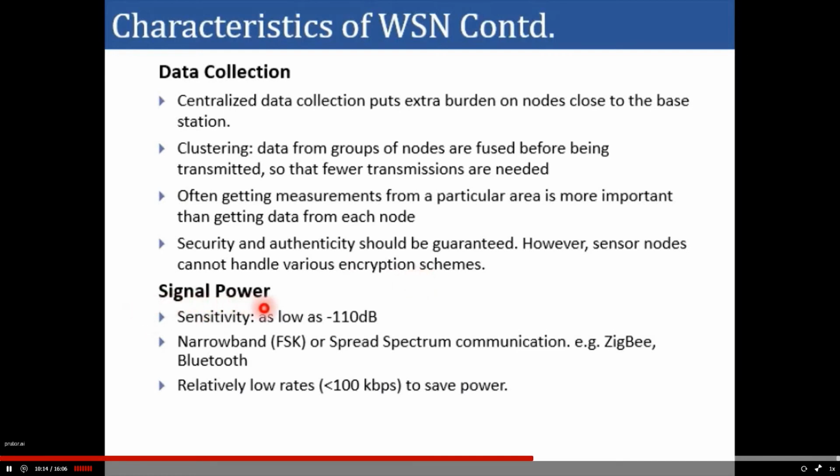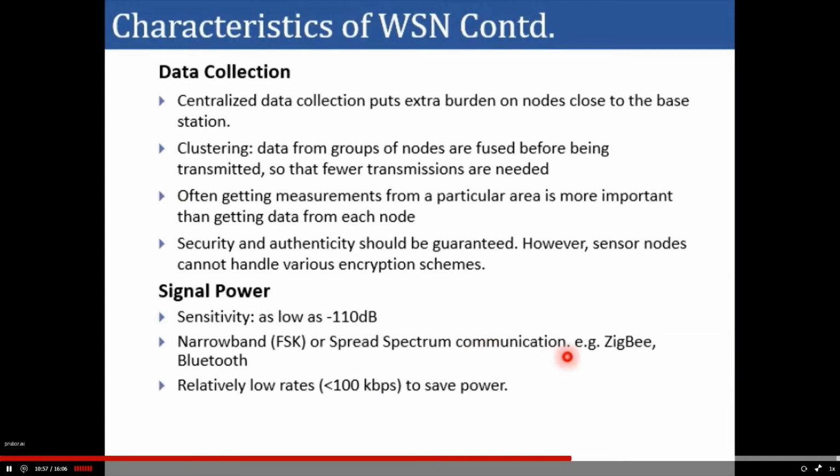Signal power. So wireless sensor nodes have the sensitivity of signal as low as minus 110 dB. So the sensitivity is low means we will keep the signal strength as low as possible so that the power consumed in data transmission is minimum. Generally, we utilize narrowband FSK or spread spectrum communication for the data transmission. Most of the time, the data transmission happens through the 802.15.4 protocol that is being given by IEEE.